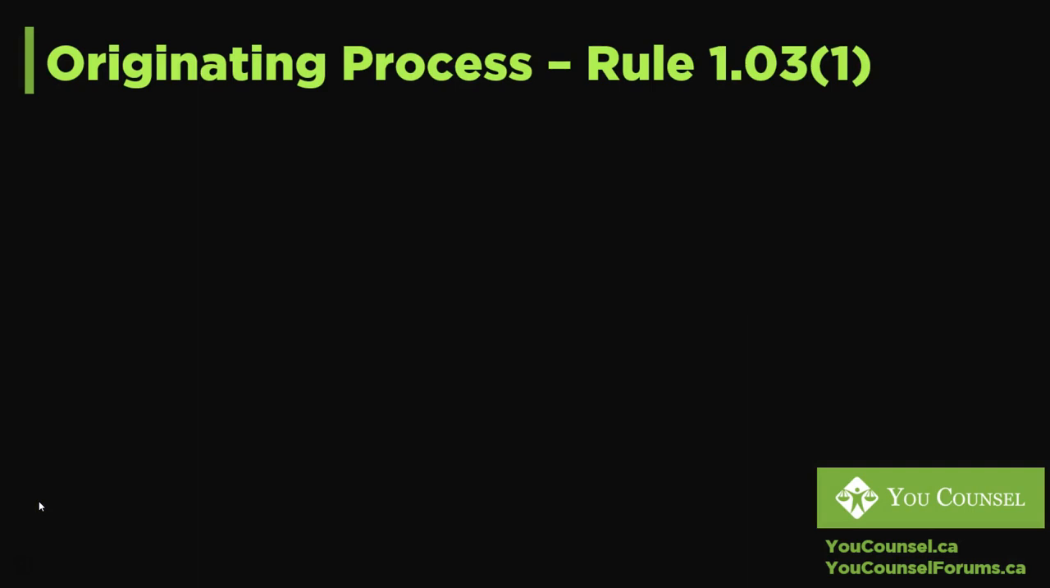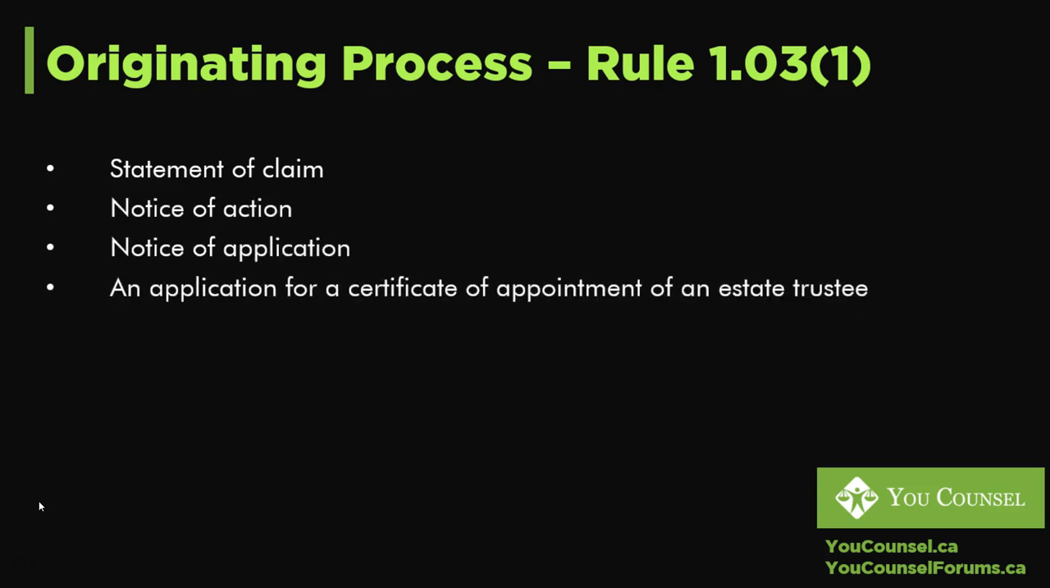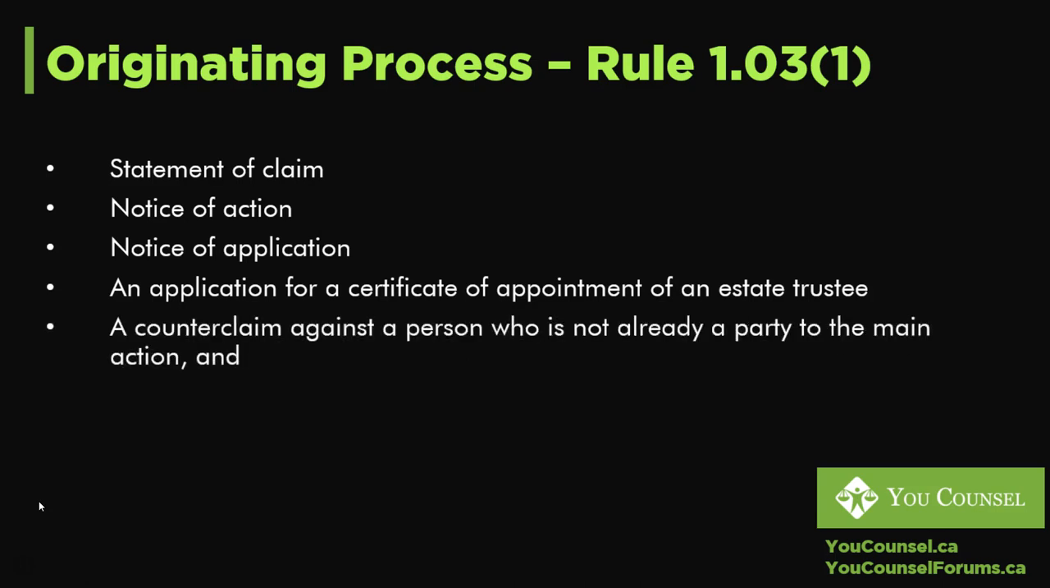But we're going to focus today on the service of originating process, which is the most important topic. Let me explain what an originating process is. This is covered under Rule 1.03(1). There are specific documents that are considered documents of originating process: statement of claim, obviously, notice of action, notice of application, an application for a certificate of appointment of an estate trustee, a counterclaim against a person who is not already a party to the main action, and a third party or subsequent party claim.